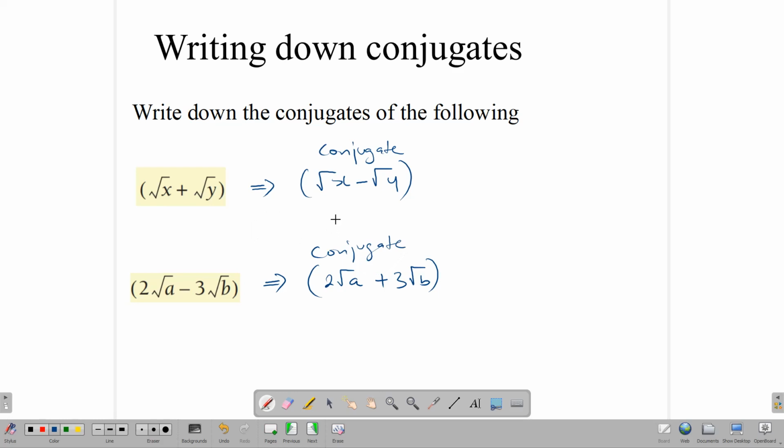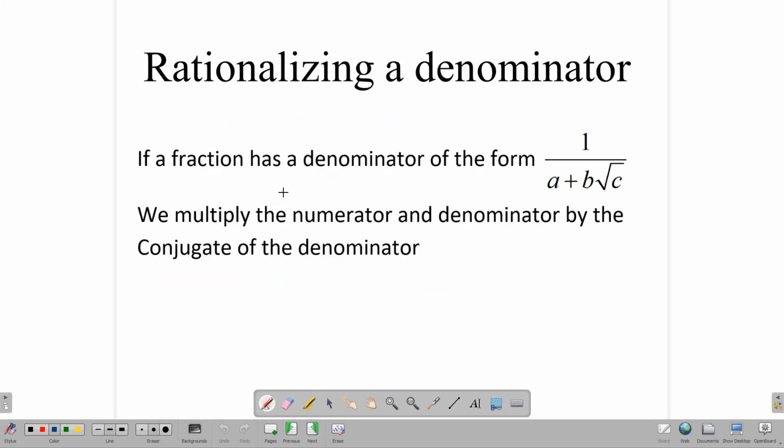All right. Now that we know how to write down conjugates, let's learn how to rationalize a denominator. If a fraction has a denominator of the form a plus b root c, then we multiply both the numerator and the denominator by the conjugate of the denominator. Earlier we would have rationalized the denominator when we have 1 over root 5, and we could easily say that is equal to 1 over root 5 times root 5 over root 5, and that would give us root 5 over 5. So this is how we rationalized earlier.